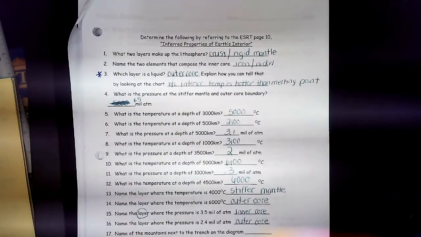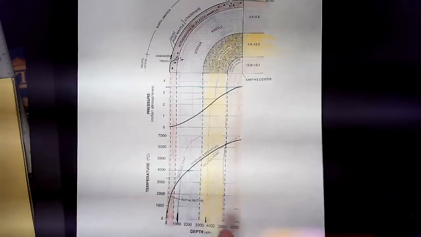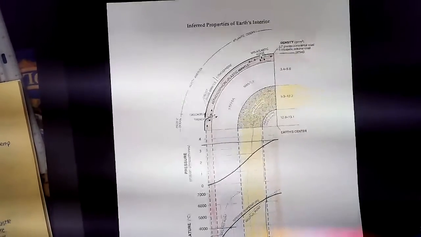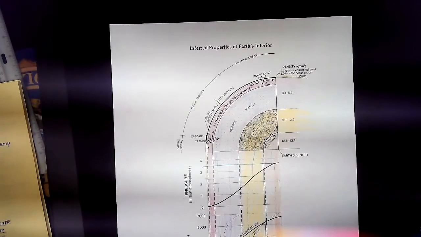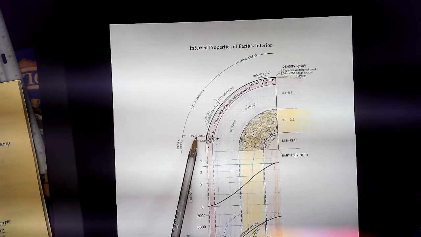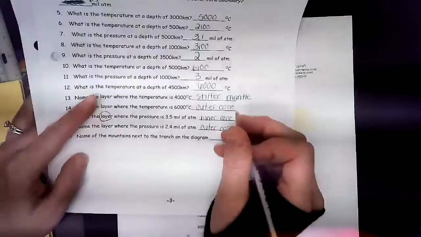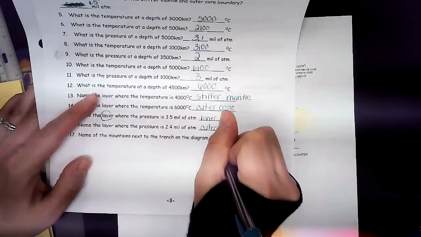And so we already did 15 and 16, so inner core and then outer core. And the last question here is name the mountain range next to the trench on the diagram. So this one threw a lot of people because I didn't talk about anything about a mountain. Because really it was just a scavenger hunt on this reference table. It is the Cascades. There's the trench and there's the mountains, and you can even see the little mountain. Those are over on the West Coast, over in Washington and Oregon area.